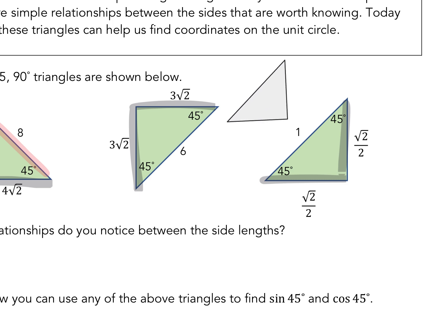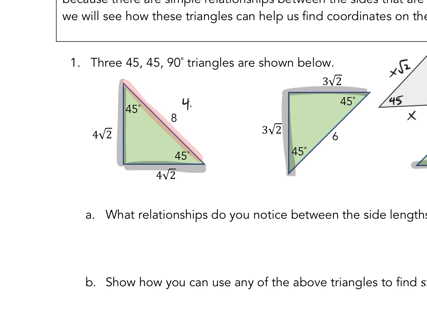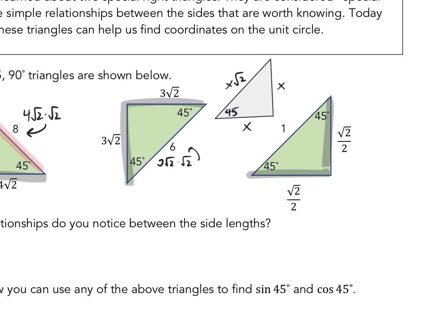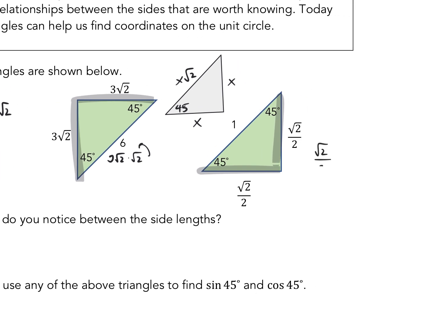There we go. If we call these x for my 45, 45, 90 triangle, then my hypotenuse I can find by multiplying that by what? Not 2, but the square root of 2. This is x times the square root of 2. Now if I look at that, if I did 4 square root of 2 times the square root of 2, don't I get 8? Yeah. If I take 3 square root of 2 times the square root of 2, don't I get 6? And lastly, if I take the square root of 2 divided by 2 times the square root of 2, I get 2 over 2, which is 1, right? Which is how I got that hypotenuse, okay?